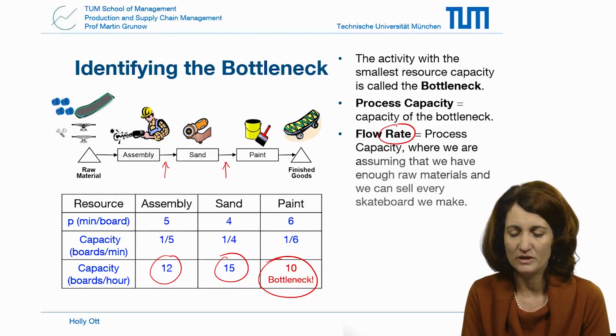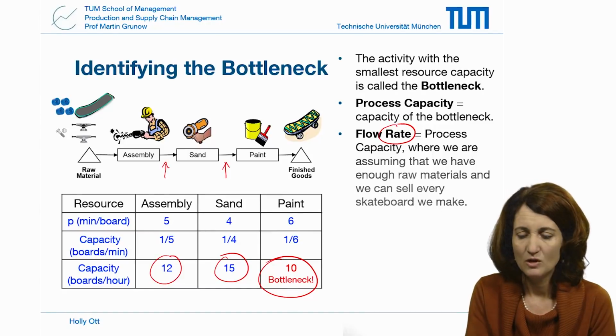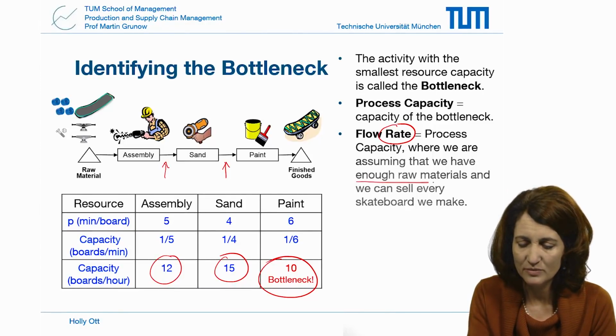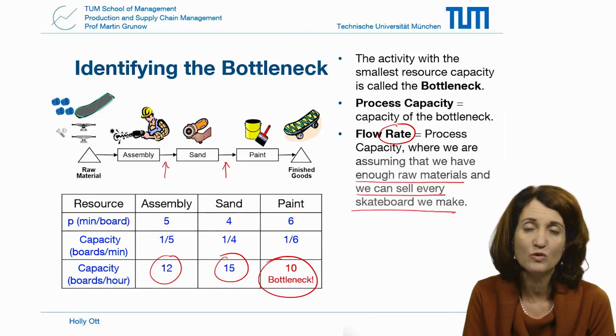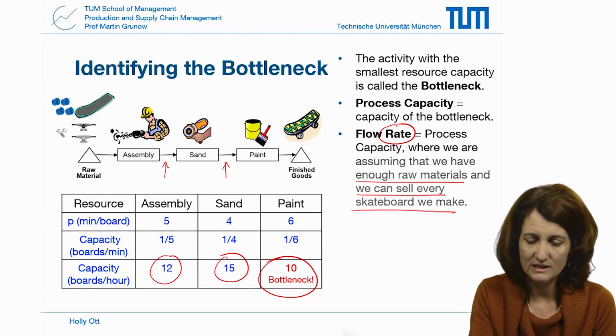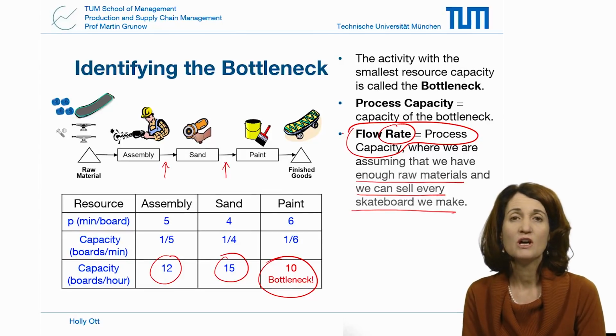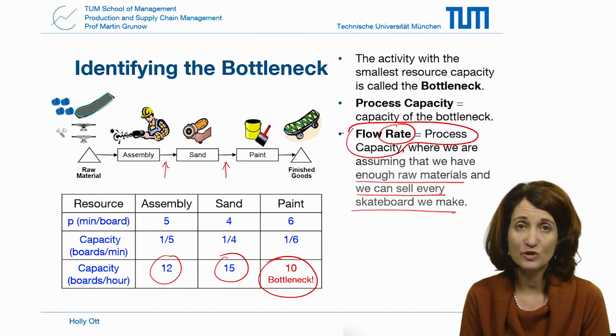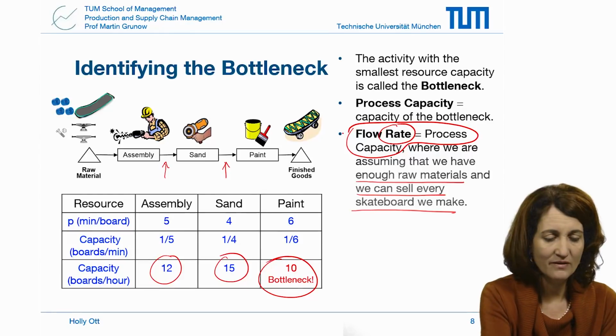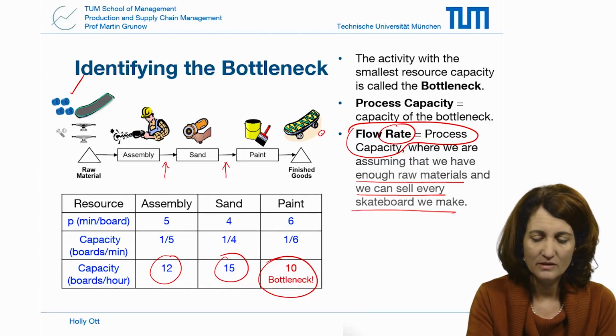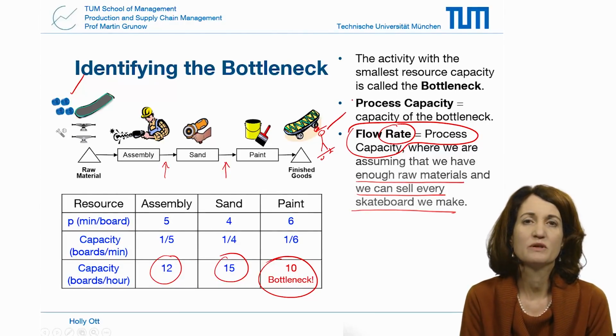Now here it's important, we're making an assumption. We assume that we have enough inputs, enough raw material, and enough demand. We can sell every skateboard we make. So in this case, the flow rate is equal to the process capacity. The rate at which our factory is producing skateboards, given that we have enough input and that we have enough demand from our skateboard dudes who are buying our skateboards.